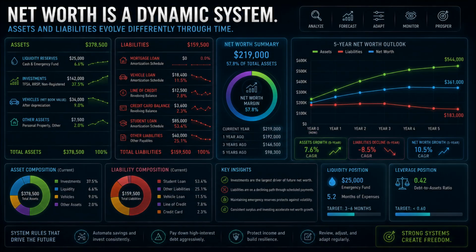We have our net worth summary, which is basically our assets minus our liabilities, and we have our 5-year net worth outlook. We have our asset growth, our liabilities decline, and the net worth growth over the 5 years. Okay. We can have our asset composition, our liability composition, key insights, liquidity positions, and any sort of current or liquidity or solvency ratios can be derived on a year-by-year basis once we have the information as a result of our forecasted numbers.